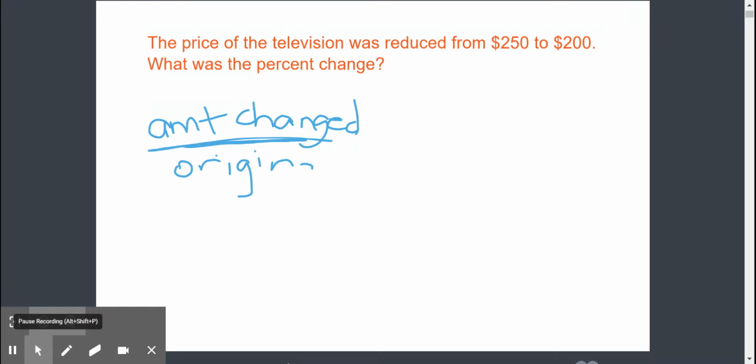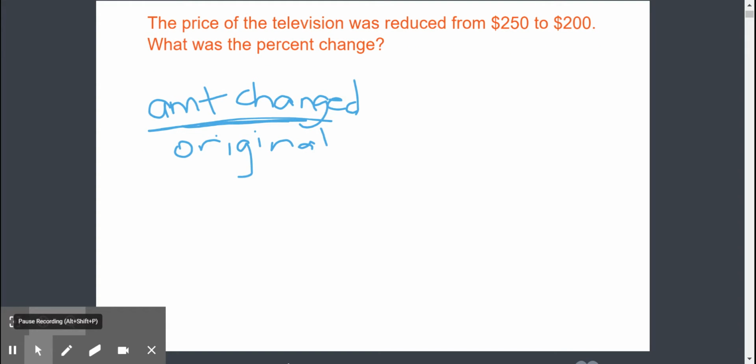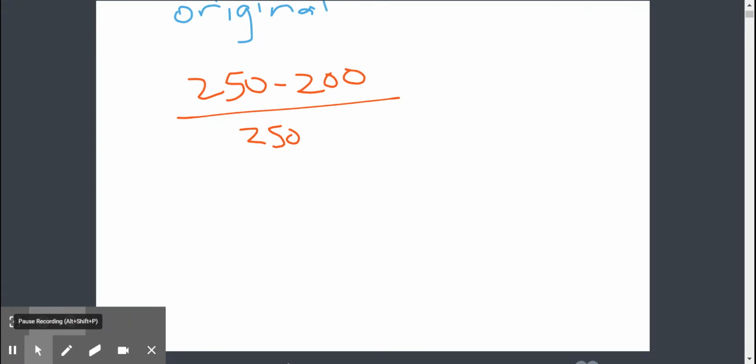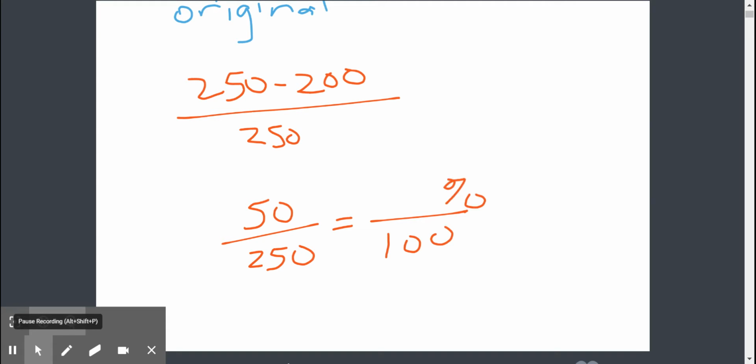So how are we going to find amount changed? Subtract what? A big number. Subtract the smaller number from it. Over what number? Over 250. So what is 250 minus 200? 50, right? That's easy to do. 50 over 250. And we're trying to find the percent to that. Can we go from here to here? No. Can we go from here to here? Yeah, we could. But what's an easier way to do it?